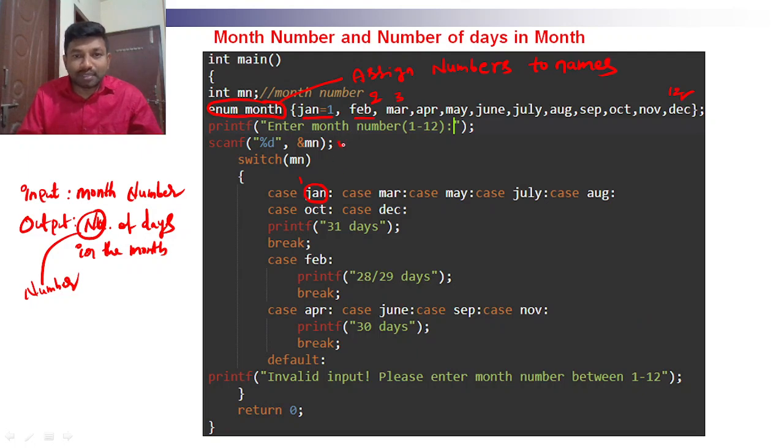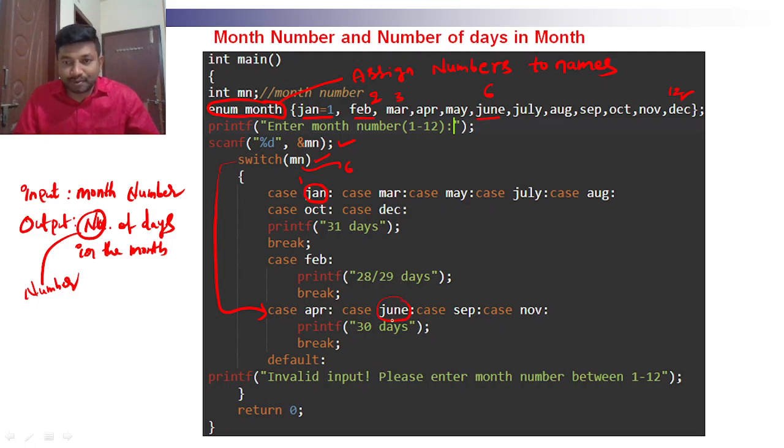Now I am scanning the month number. If month number is given, maybe let it be 6. Then what happens? Because we have already given values for the month names, 6 means it is June. So case June gets executed. Here case June is written, you can see. So we have seen for multiple cases you can execute a single block. So case June is here, so we come to here and I will print 30 days.